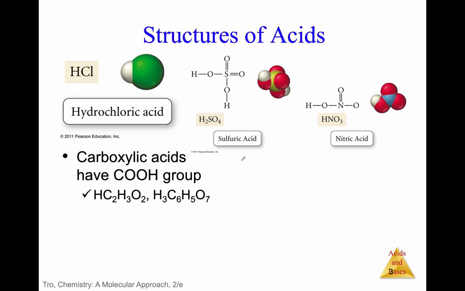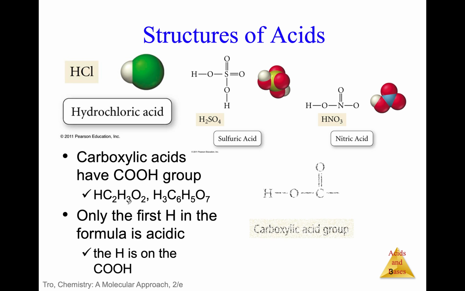Oftentimes we have carboxylic acids that have a COOH group. And here are a couple examples here. The most important one right here is acetic acid that we look at a lot. Only the first H in the formula is acidic. Remember, so in Chem 60 we talked about adding the H to acetate to form acetic acid. Carboxylic acid group, the COOH, the Lewis structure actually looks like this. And then there's lone pairs on the oxygens to give it a complete octet. So the acidic hydrogen is this one right here. That would come off in a reaction, and you'd be left with just a carbonate, or a C double bond O minus right there.